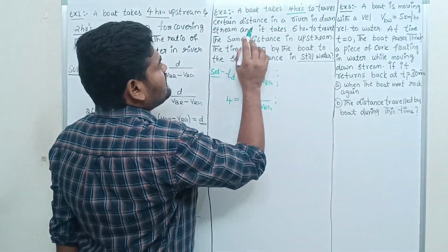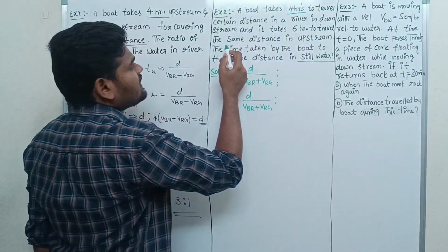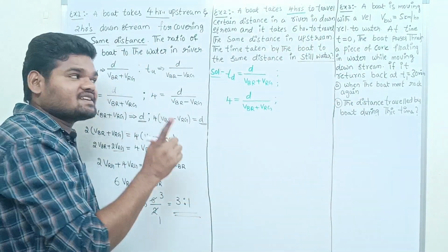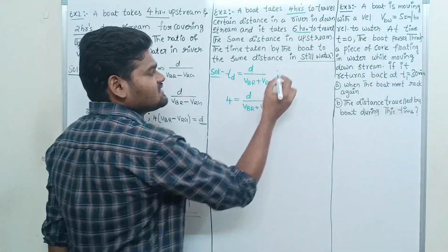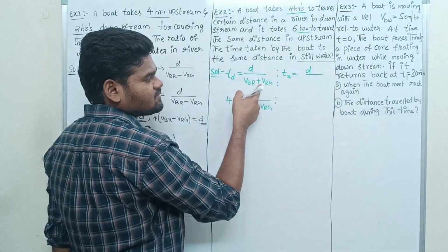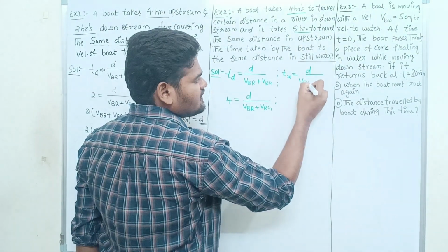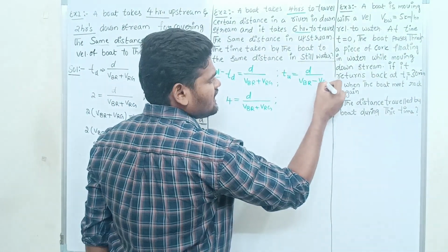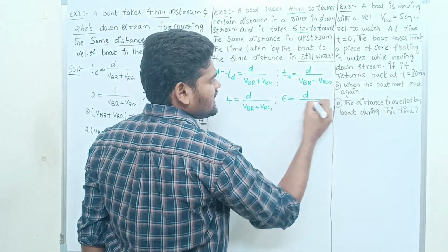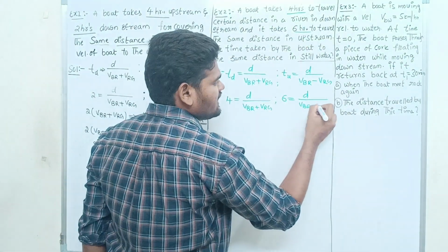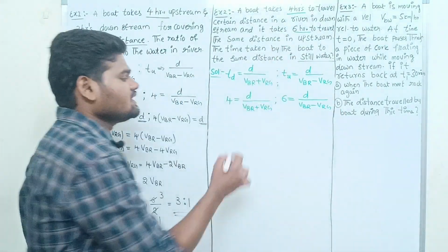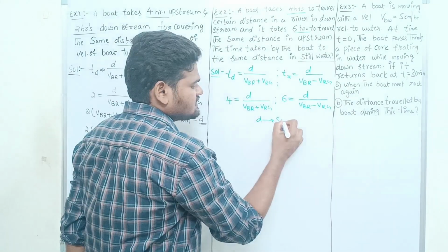So next, what they are given: it takes 6 hours of time to travel the same distance upstream. Same distance upstream, what is the time? 6 hours. So we have the formula for upstream. TU is equal to D by, just place minus here, VBR minus VRG. What is the upstream time? 6 hours. 6 is equal to D by VBR minus VRG. So distance is the same according to the given question. They have said the distance is the same.